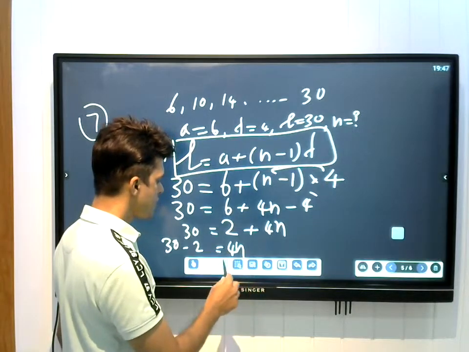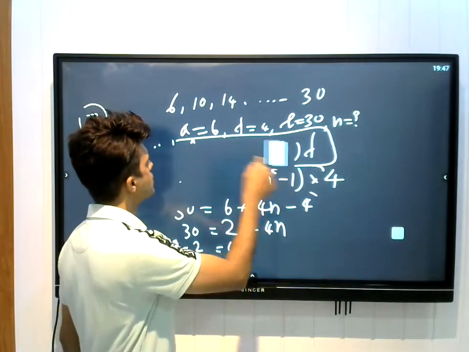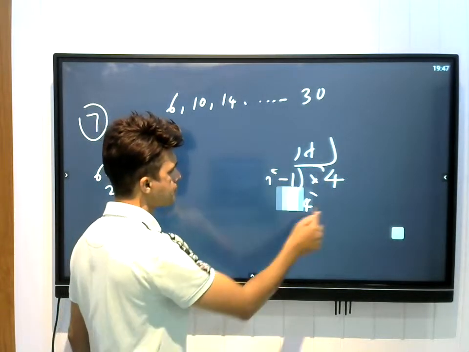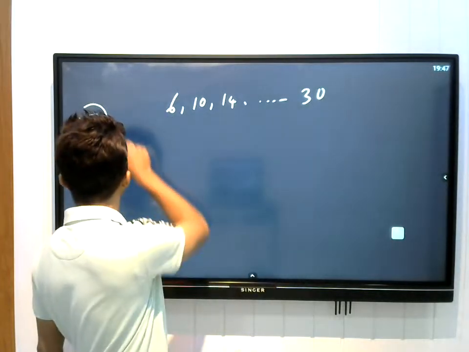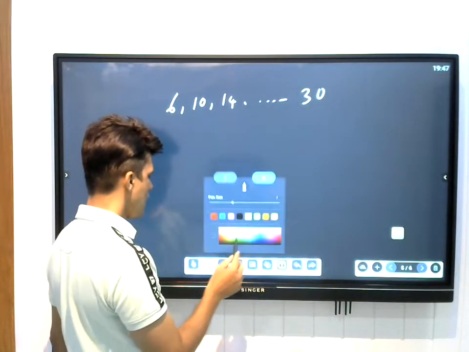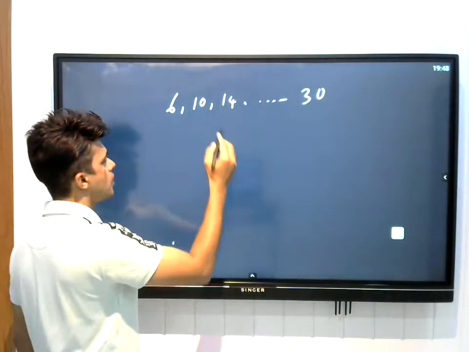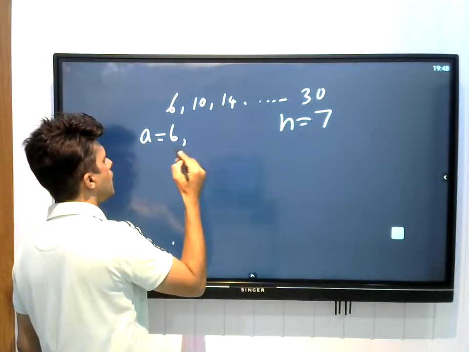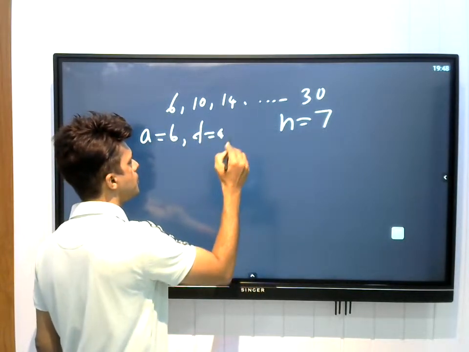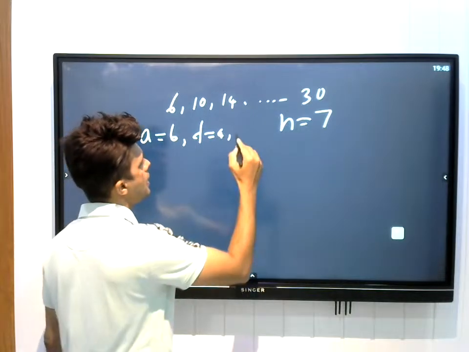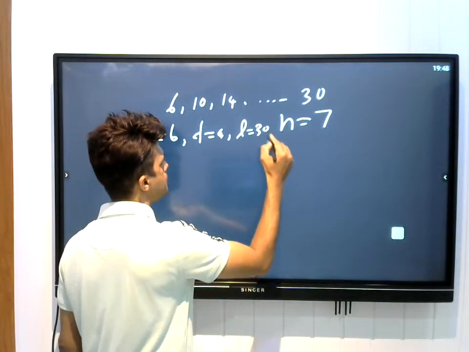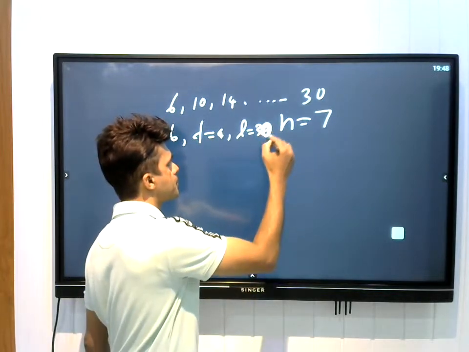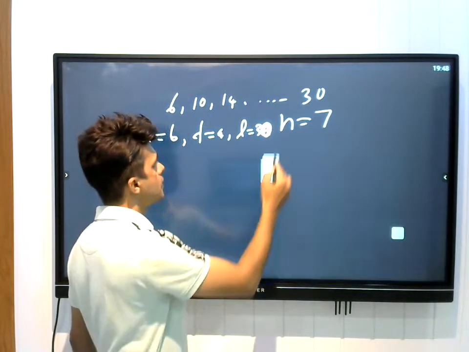We've found the number of terms of this progression, that is 7. There are 7 terms of this progression. So n equals 7, a equals 6, d equals 4. L equals 30 here.